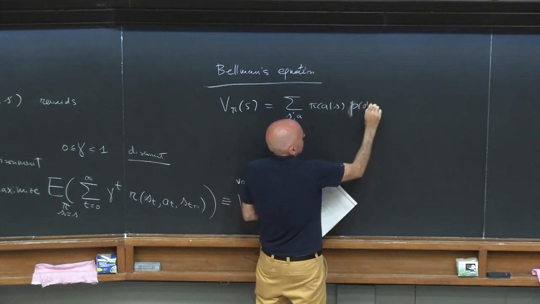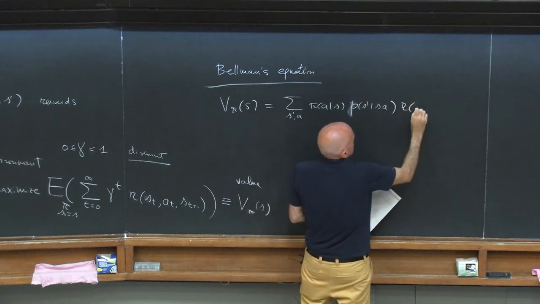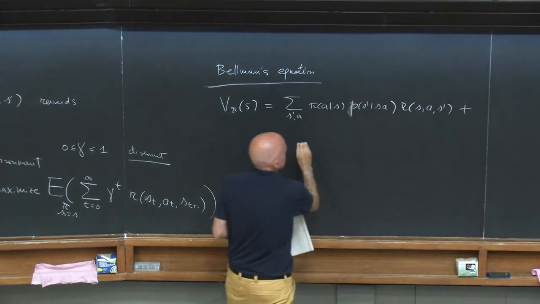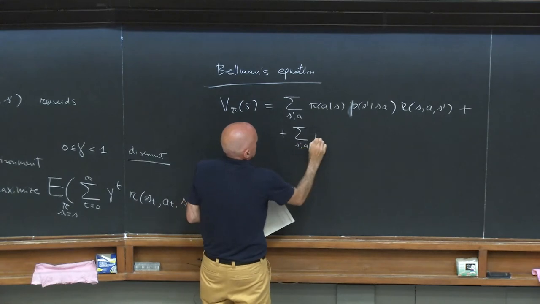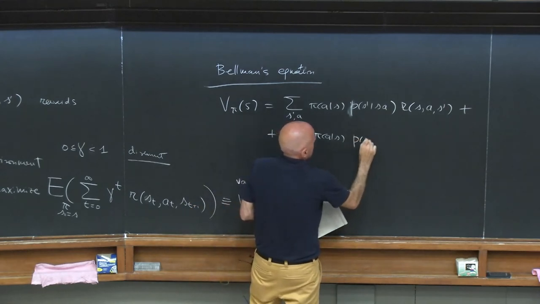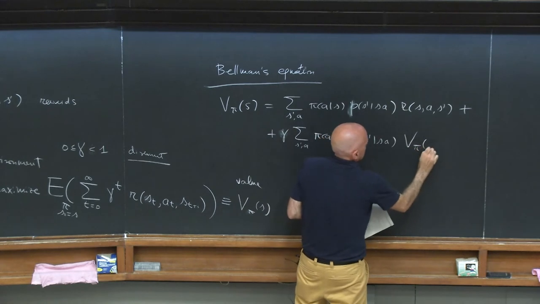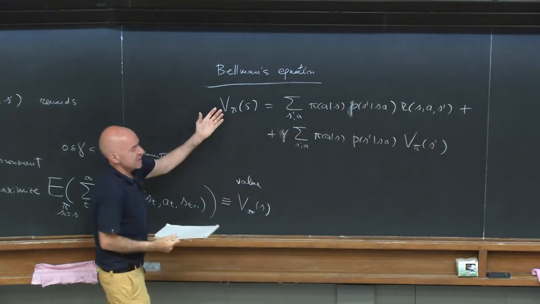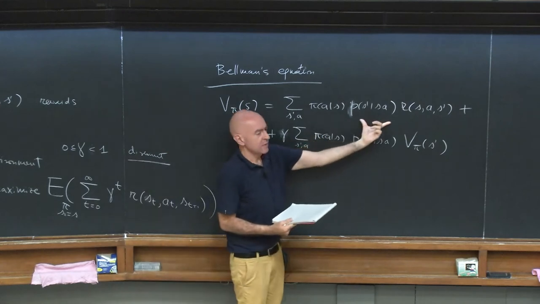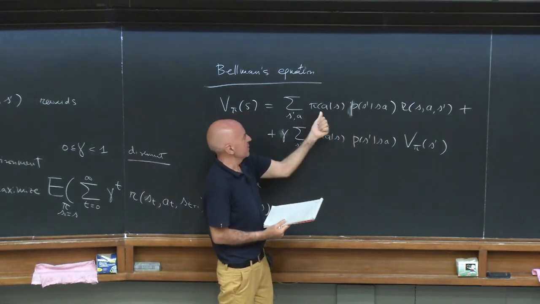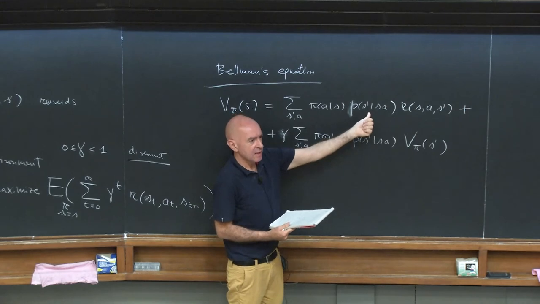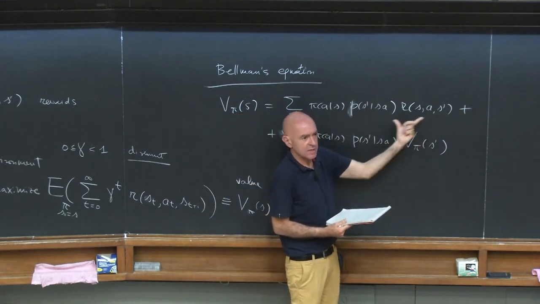I will write it and then comment on it for you in a second. Let me write it down here. I'm repeating just for clarity. What is this telling you? That what you will get from your policy starting from S is what you get on average from the first step, because you will be choosing with probability pi an action A, which will send you with probability P into a state S prime, and will give you this reward on average. So this is what comes from the first step.